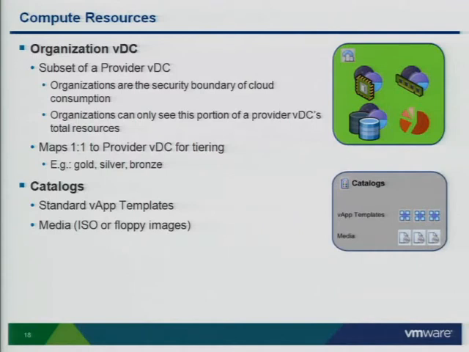Now, orgs can only see a particular portion of the provider VDC's total resources, and that's because one provider VDC may want to have multiple orgs. The provider VDC will then allocate a certain amount to those orgs. They can do whatever they want with those resources that they're allocated, but they will not be able to overlap into the other orgs' resources. Now, we do that mapping one-to-one, so one org VDC to one provider VDC, but once again, you can have multiple orgs per provider VDC.